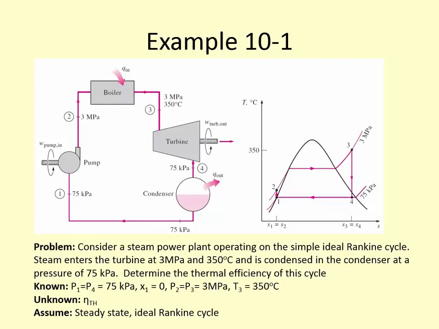Yeah. So it's the desired out over the required in. So desired out is work net out over Q in. And we're not given a mass flow rate, so it's fairly safe to assume that we're going to be working in lowercase. So it's work of the turbine out minus work of the pump in, divided by Q in. And where does Q come into our cycle? In the boiler. Okay. So we need to find the turbine work out, the pump work in, and Q in to our boiler. So let's start looking up properties.